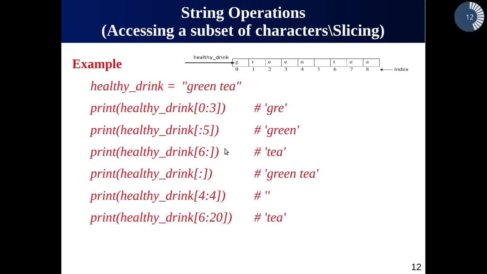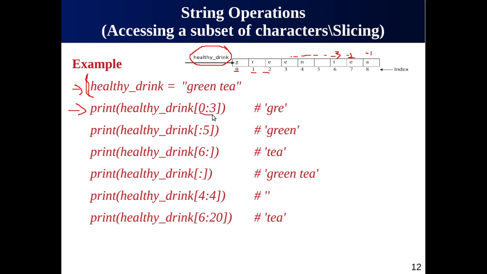Let us see some examples of how slicing actually works. We have a string given. The name of the variable here is healthy_drink, and green tea is stored in it. Indexes, as usual, start from 0, 1, 2, and so on. You can also start from -1, -2, -3, and so on. If you write print here, then it will display. Okay, if you write print healthy_drink 0 to 3, what will happen here?